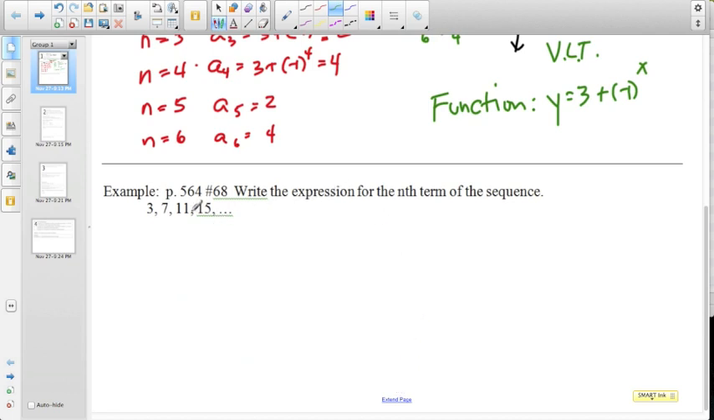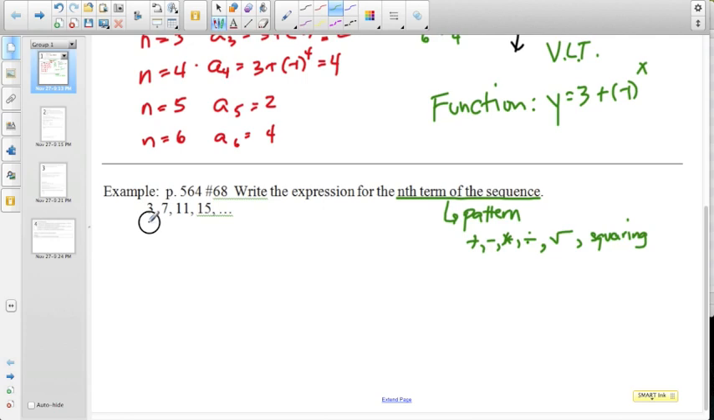If we take a look at this next example, it says write the expression for the nth term of the sequence. What we're looking at here is the nth term of the sequence. Really, that's what we would call a pattern. If we were doing this in algebra, look for the pattern. So when we talk about looking for patterns, we're looking for patterns with mathematical functions, as we get into more complicated patterns.